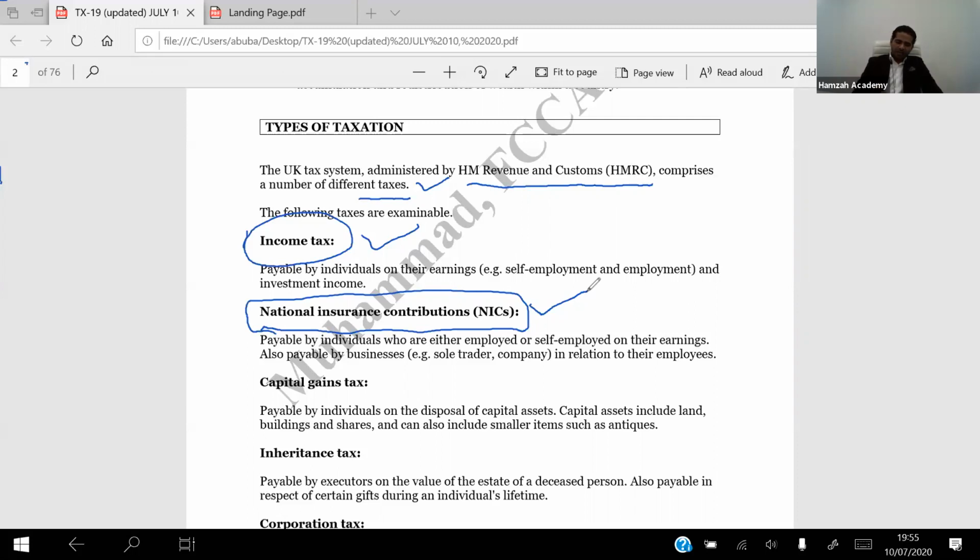Now, it is payable by individuals who are either employed or self-employed on their earnings, and also payable by businesses. In Pakistan, in UAE, everywhere in the world, people are required to contribute to national insurance contributions or social security contributions. There are different names, but it does exist everywhere in the world.